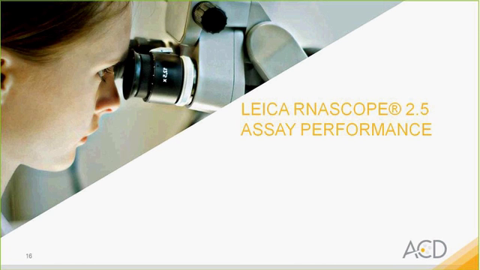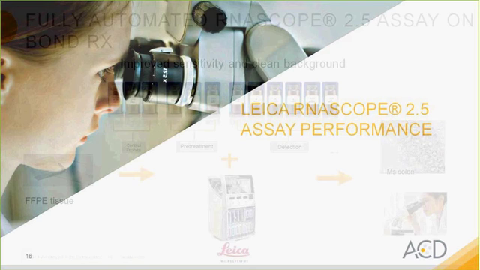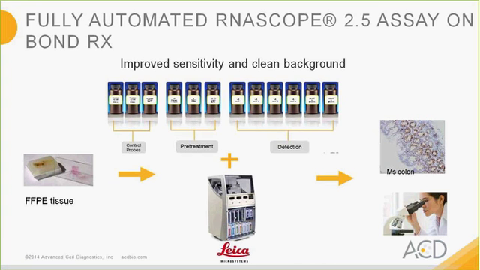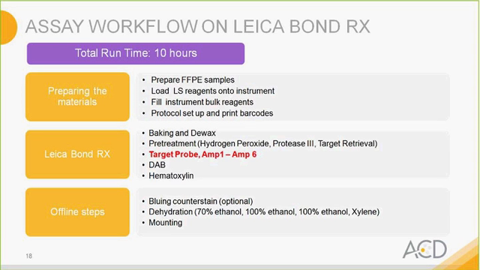And now moving to the RNAscope 2.5 LS assay. For those who are not familiar with this technology, RNAscope 2.5 is also available on the Leica Bond RX system. Here we have a specific RNAscope LS kit combined with the Bond detection kit to run on the Bond RX to yield optimal staining results with improved sensitivity and cleaner background. Similar to the manual assay, now the RNAscope assay workflow is fully automated with pretreatment, staining, and amplification all on the instrument.